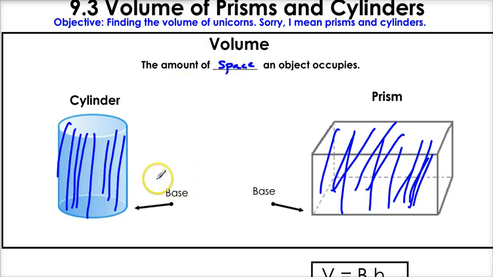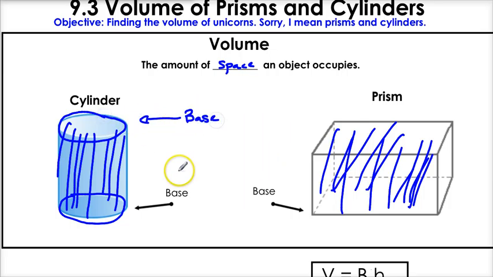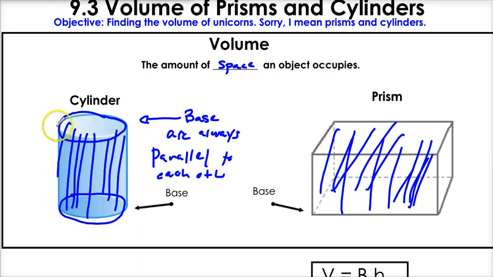Okay, one more vocabulary word we should probably know is what a base is. The bases of a cylinder are the two circles on the top and the bottom. Those are our bases. The bases are the top and the bottom of the cylinder, and they're circular. Now, another thing you should know is that bases are always parallel to each other. Bases are always parallel because you'll see here that this base is parallel to this base.